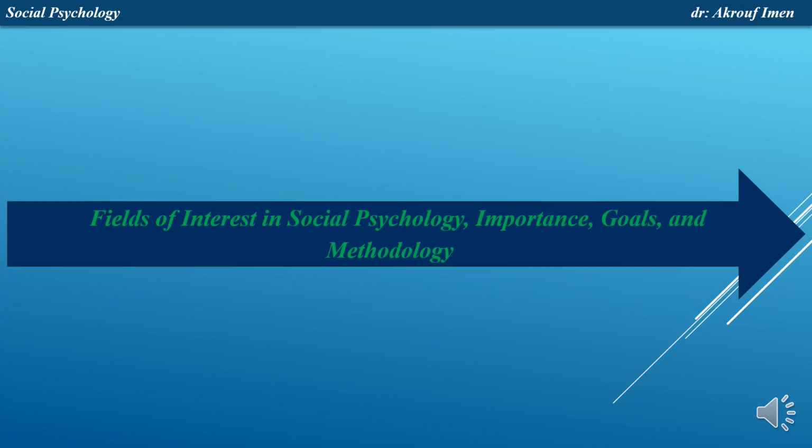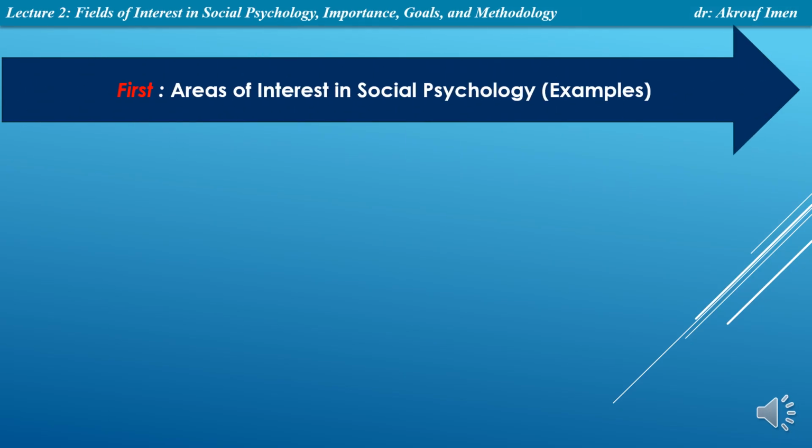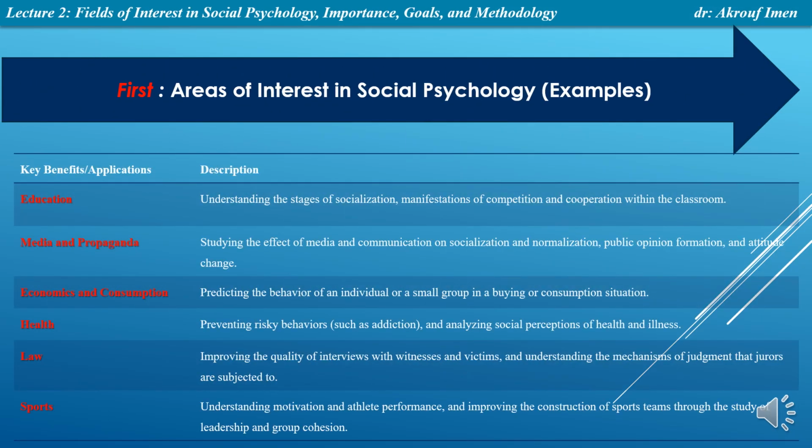Fields of interest in social psychology, importance, goals, and methodology. Here we are. And now we talk about areas of interest in social psychology and we give examples. We talk about key benefits or applications and we give the description too. We start with education: understanding the stages of socializing, manifestation of competition, and cooperation within the classroom.